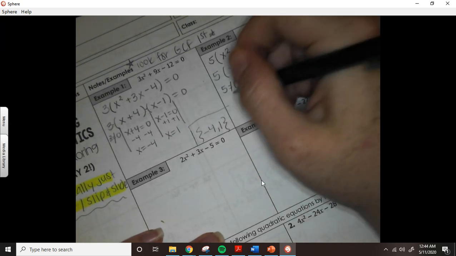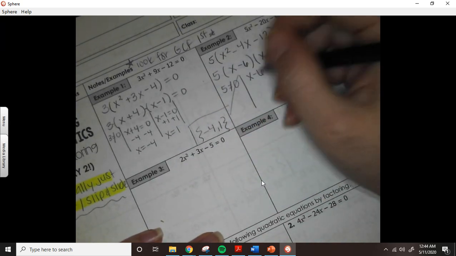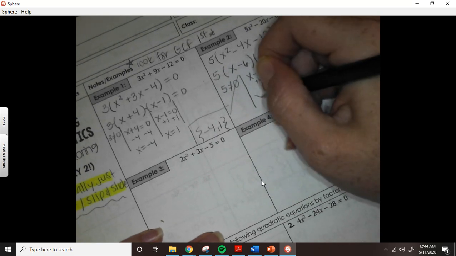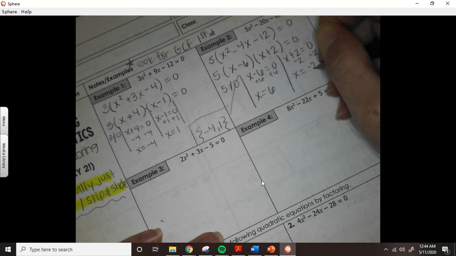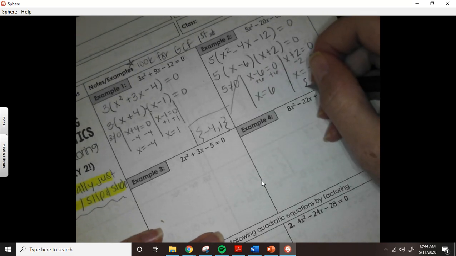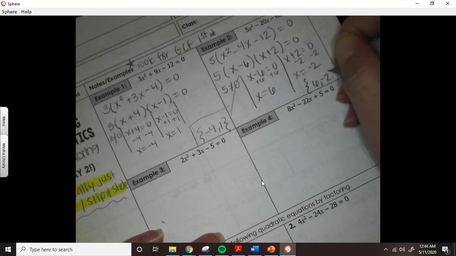All right, so this one's nothing. This doesn't matter. This one we're going to add 6. This one we're going to take away 2. So x equals -2. Answer, 6, -2.